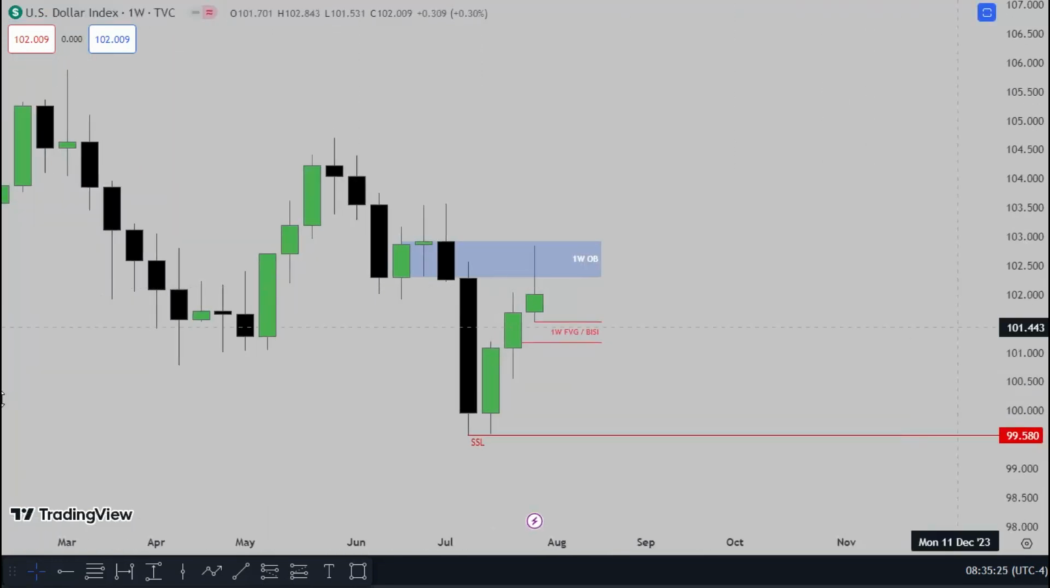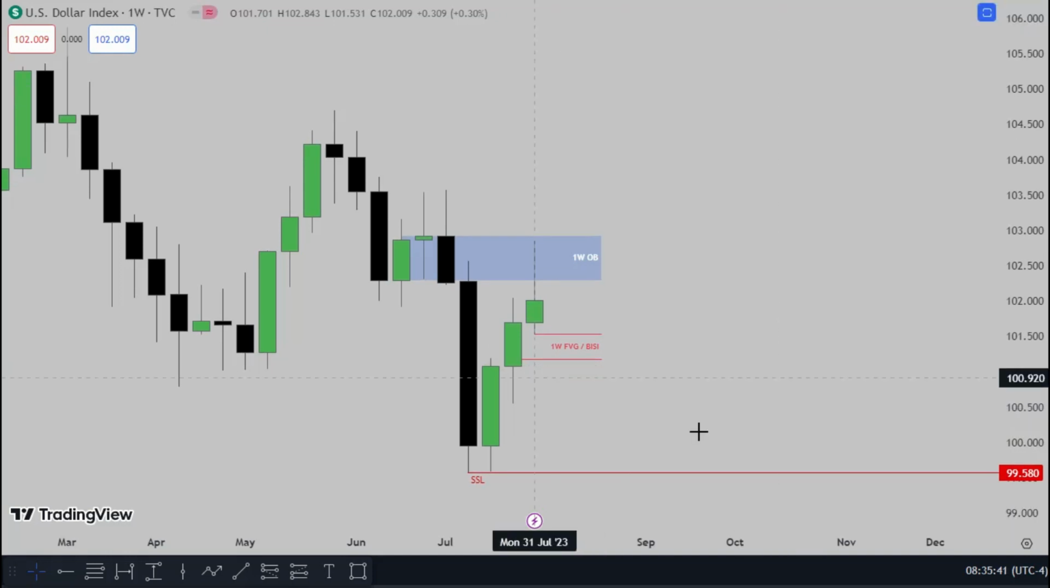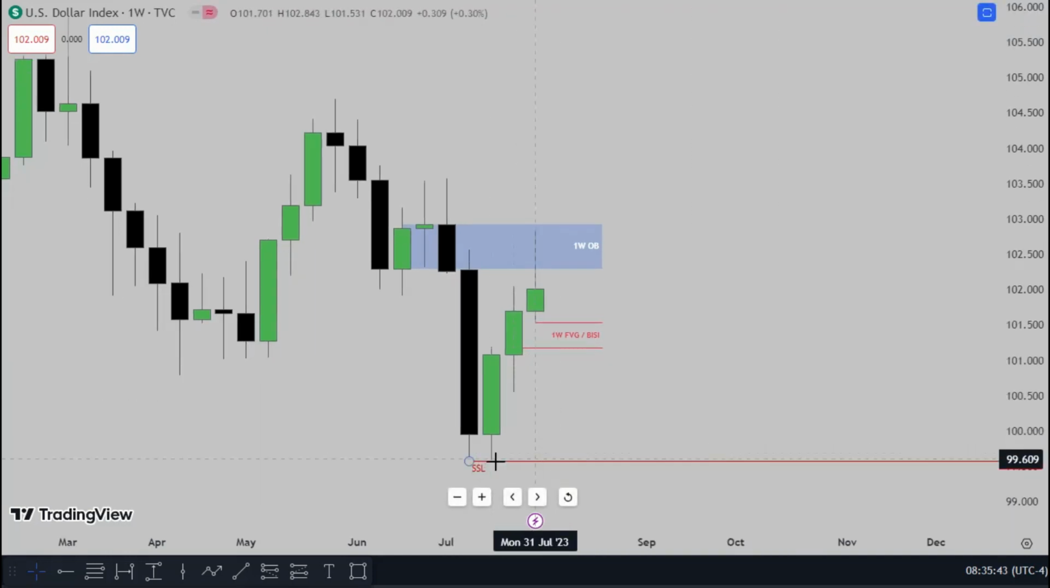I identified 3 key zones within our 1 week time frame. The current order block, which we're using as resistance to support us taking bearish trades, and our first initial target will be the 1 week fair value gap, going straight down to sell side right here.